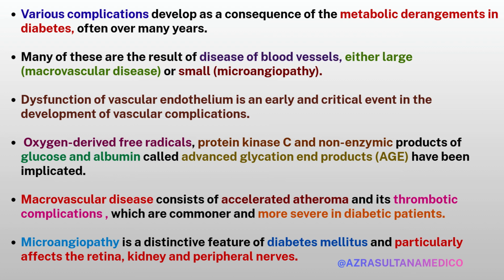Macrovascular disease in diabetes is characterized by accelerated atherosclerosis, or atheroma formation. This increases the risk of thrombotic complications such as heart attacks, strokes, and peripheral vascular disease. These conditions tend to be more common and more severe in individuals with diabetes. Microangiopathy, on the other hand, is a distinctive feature of diabetes. It primarily affects small blood vessels in the retina, leading to diabetic retinopathy, in the kidneys, causing diabetic nephropathy, and in peripheral nerves, resulting in diabetic neuropathy. These chronic complications highlight the importance of strict glycemic control and early intervention to prevent long-term damage.